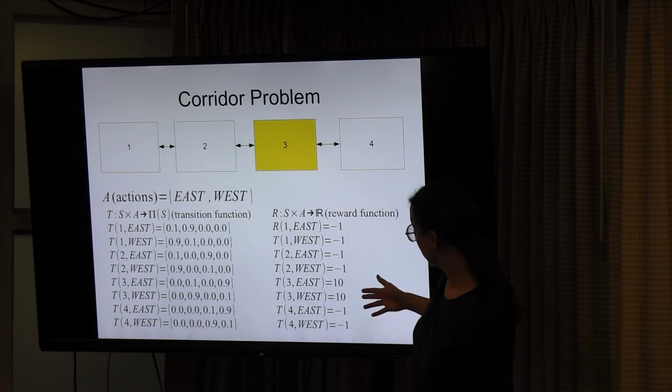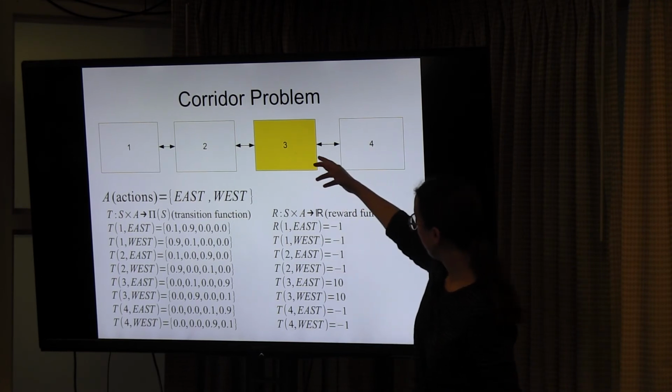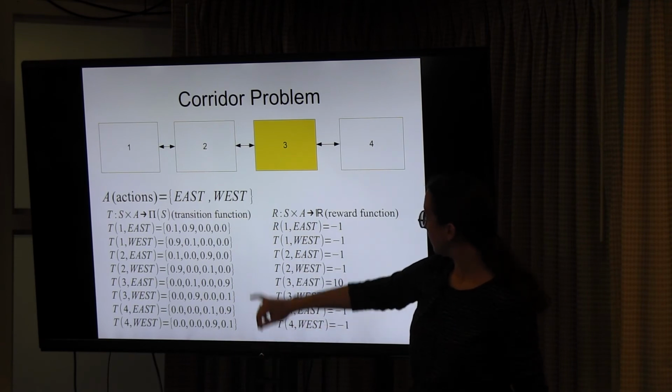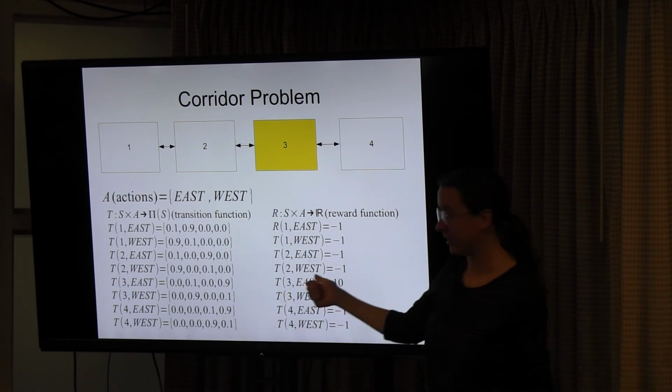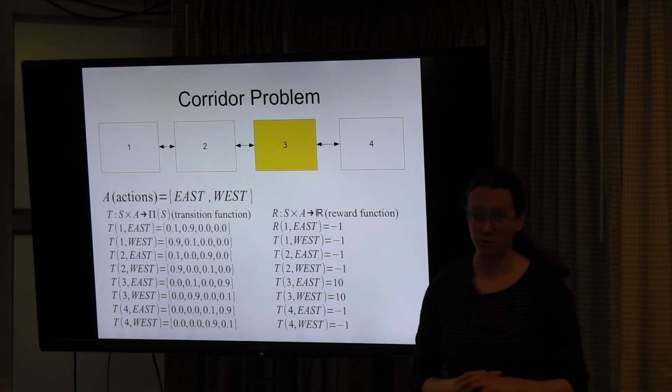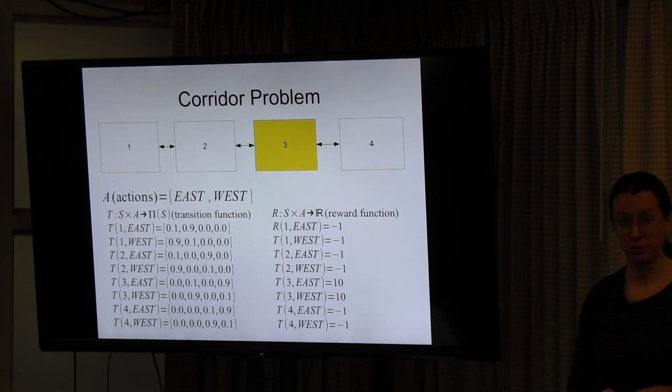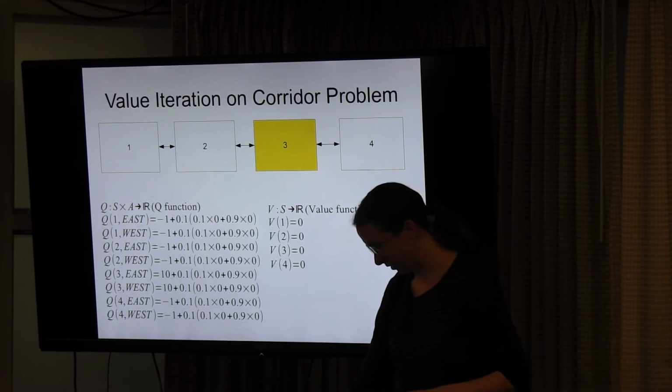Okay, and then a reward function. So we get +1 or +10 for being in state 3, no matter what action we take, and -1 otherwise. So here I did it with a reward function for a state and an action. So we'll sort of see how that works in the other way.